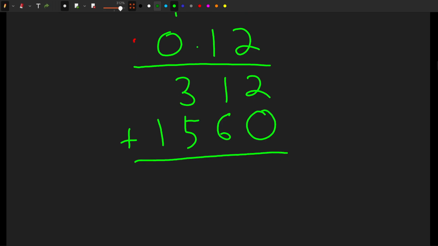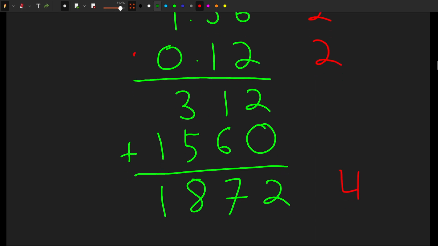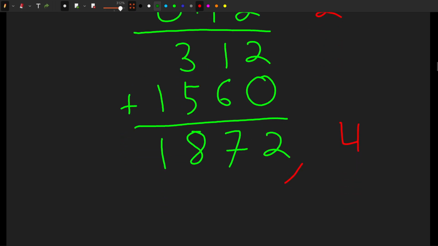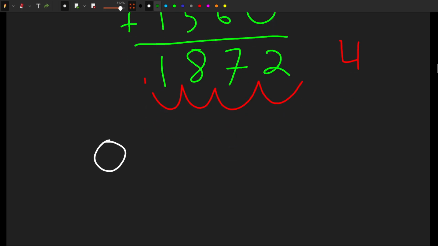2 plus 0 is 2. 1 plus 6 is 7. 3 plus 5 is 8. And 1 plus nothing is 1. The last part we have to do here is count the place values. I see 2 in the first number and 2 in the second number. So that means for our total here, I'm going to have 4. And so now I'm going to move over 4 spots. 1, 2, 3, 4. And my answer is going to be 0.1872.